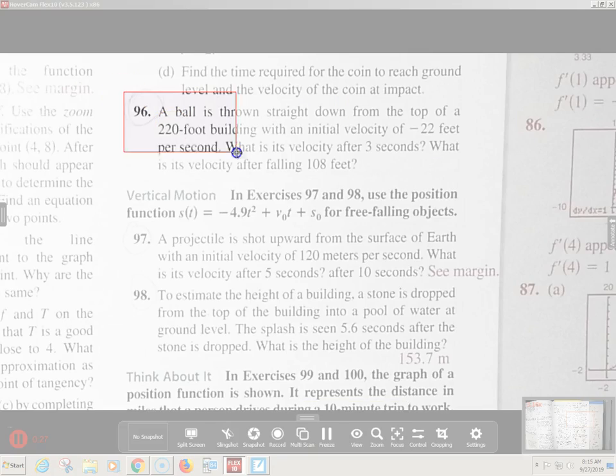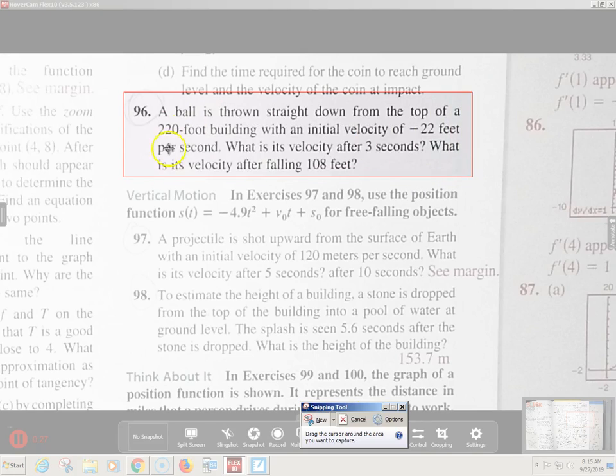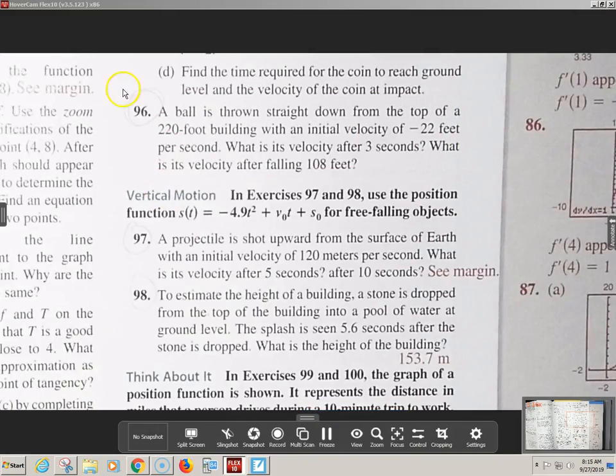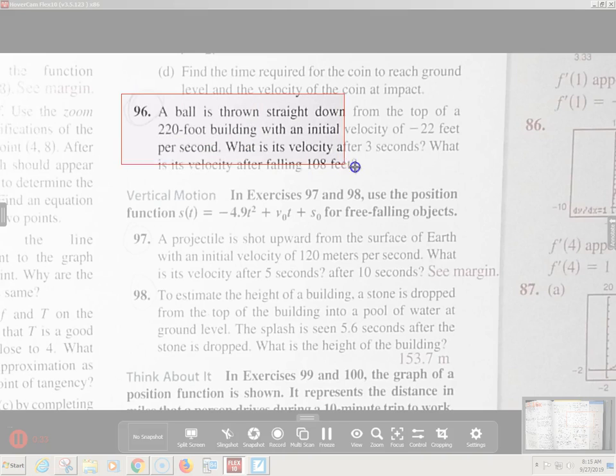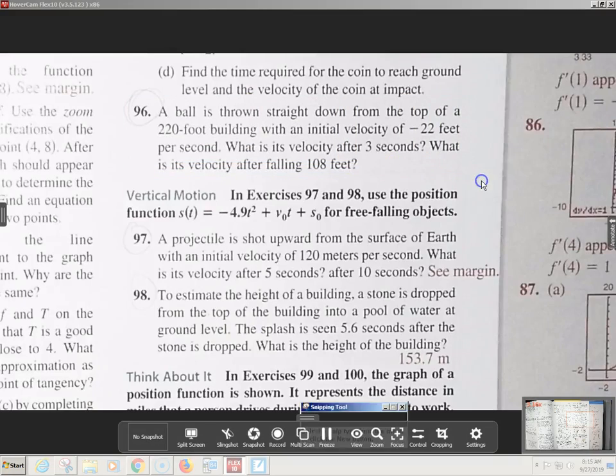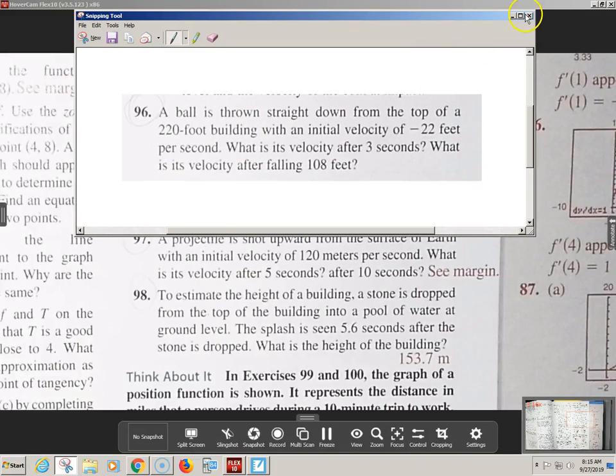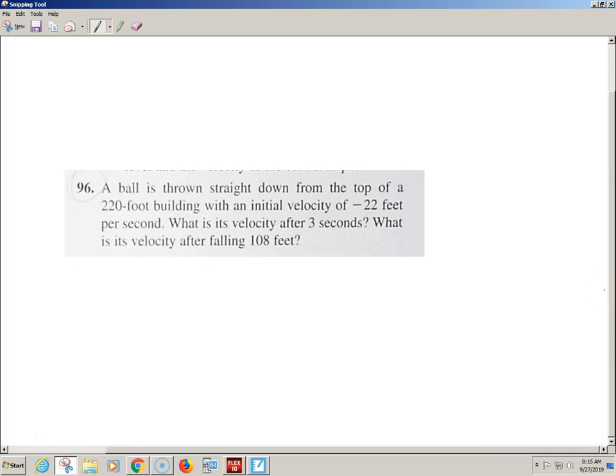That means there is an initial velocity. A ball is thrown straight down from the top of a 220-foot building with an initial velocity of 22 feet per second. We're supposed to be just solving, I think, right?